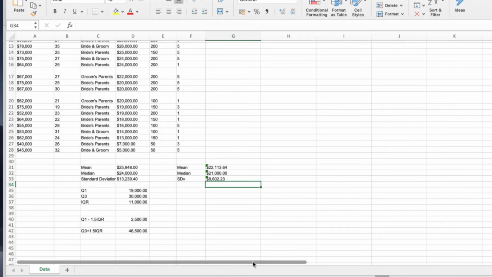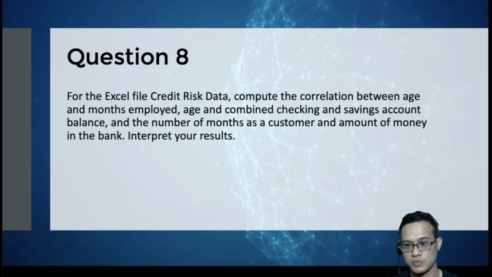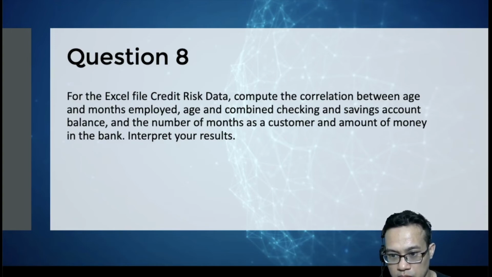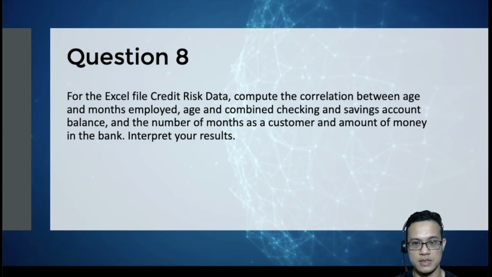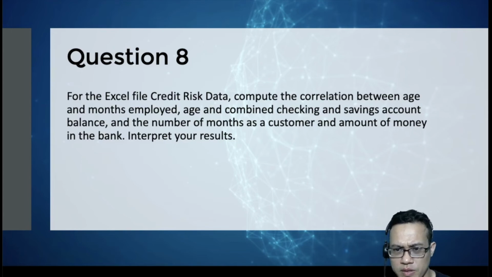So let's move on to question number 8. Okay, for the last question, question number 8, the question is for the Excel file credit risk data, compute the correlation between age and months employed, age and combined checking and savings account balance, and the number of months as a customer and amount of money in the bank, and interpret your result.